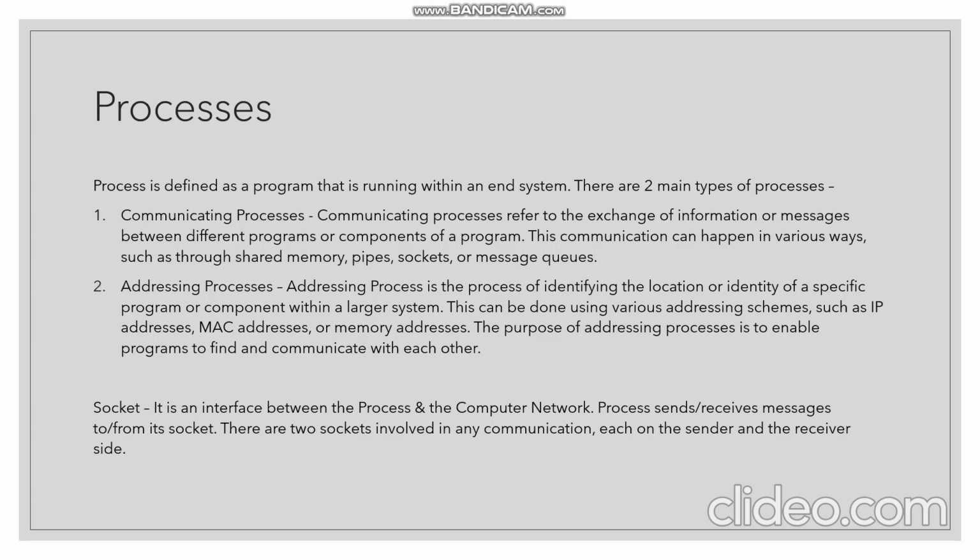The second type of process is the addressing process. Addressing process is the process of identifying the location or identity of a specific program or component within a larger system. This can be done in various ways using various addressing schemes such as IP addresses, MAC addresses, or memory addresses. The purpose of an addressing process is to enable programs to find and communicate with each other.